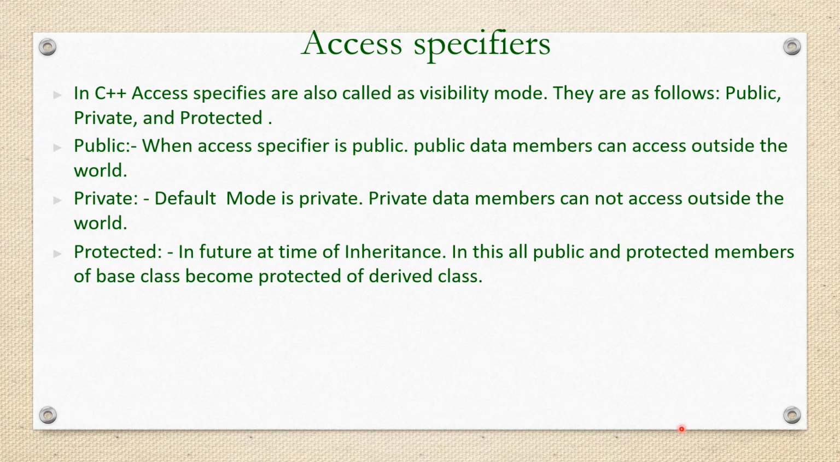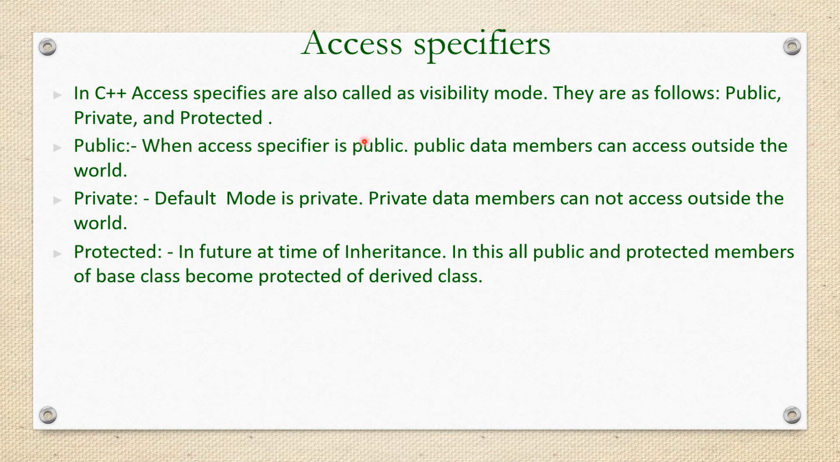Now next is access specifier. As we have already discussed the access specifier, but here we will quickly revise the concept. Access specifier is also called the visibility mode. They are public, private and protected. Now for your unit 2, you will have only public and private access specifiers.